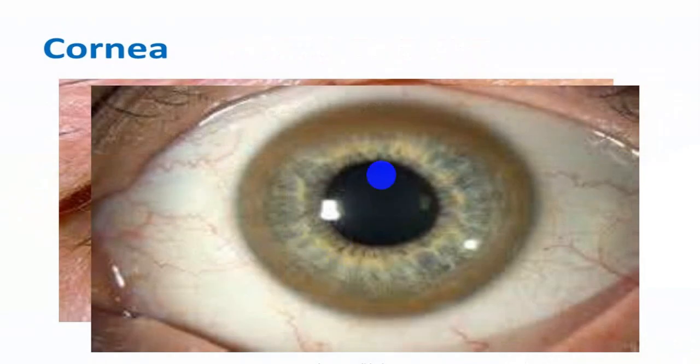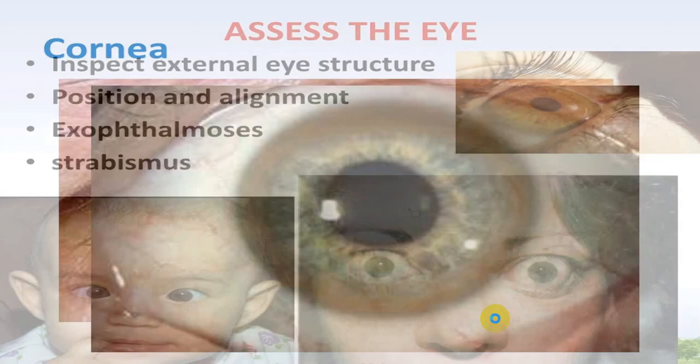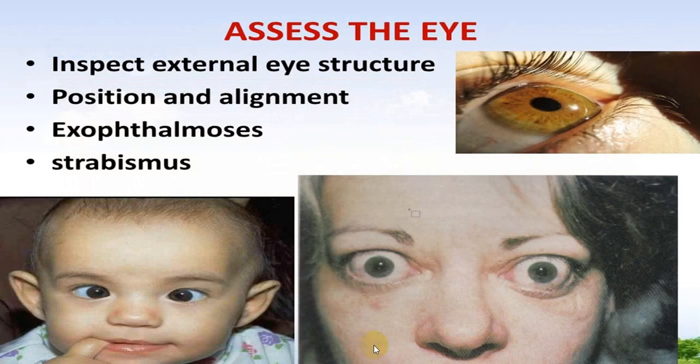You look at the cornea. You can see here, this golden yellow color, which will be very commonly seen as the Kayser-Fleischer ring in Wilson disease. Then look for external eye structure, position, whether there is a squint. You can see here there is a squint.